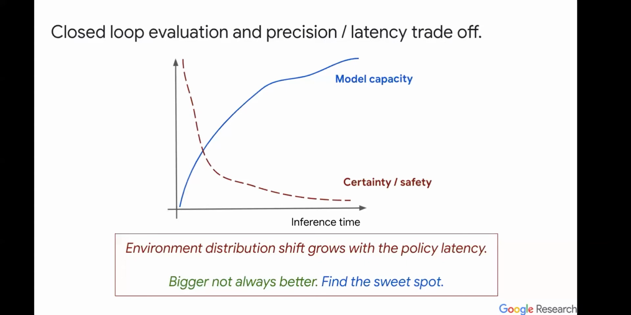So the uncertainty around the state of the environment grows exponentially at the same time. So as the model gets bigger, the certainty and safety decrease. So there is actually a sweet spot here. This is a completely made up graph, it doesn't mean anything. But there is a sweet spot where bigger models are not always better. And we're finding them experimentally, by trial and error.